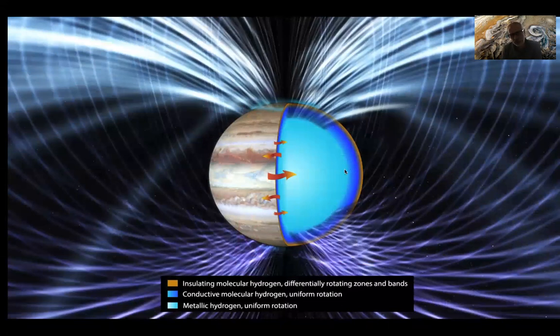So the picture that we have now, thanks to Juno, is an outer layer that's molecular and that's differentially rotating. Then 3,000 kilometers below that, you have something that's conductive enough to be mostly in uniform rotation. And then you have metallic hydrogen, where really the magnetic field is created deeper down.